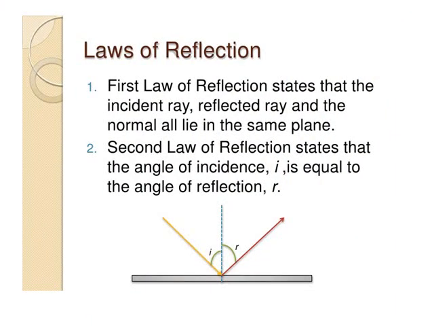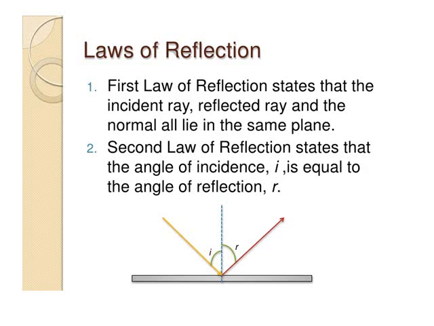Children, look at this slide. This is a very important slide which reveals the laws of reflection. There are totally two laws governing this reflection. They are regarded as the laws of reflection: the first law of reflection and the second law of reflection. The first law of reflection deals with all the rays of light. So there are totally three rays: the incident ray, the reflected ray, and the normal.